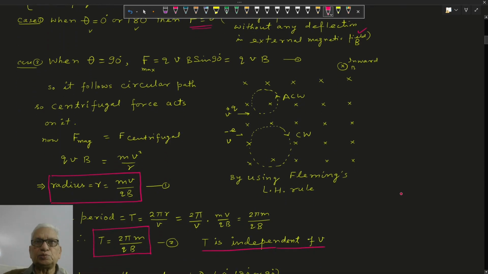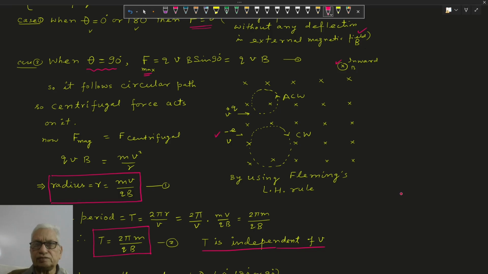Now case 2: when theta is equal to 90 degrees, meaning the velocity vector is perpendicular to the magnetic field. In this case the force will be maximum, qvB sin 90, and sin 90 is 1, so this is the maximum value. By using the left hand rule, suppose the positive charge is moving in this direction with velocity v, so this is the current, and the magnetic field is inward. Then the force acts in the anti-clockwise direction, so it will rotate in a circle in the anti-clockwise sense.